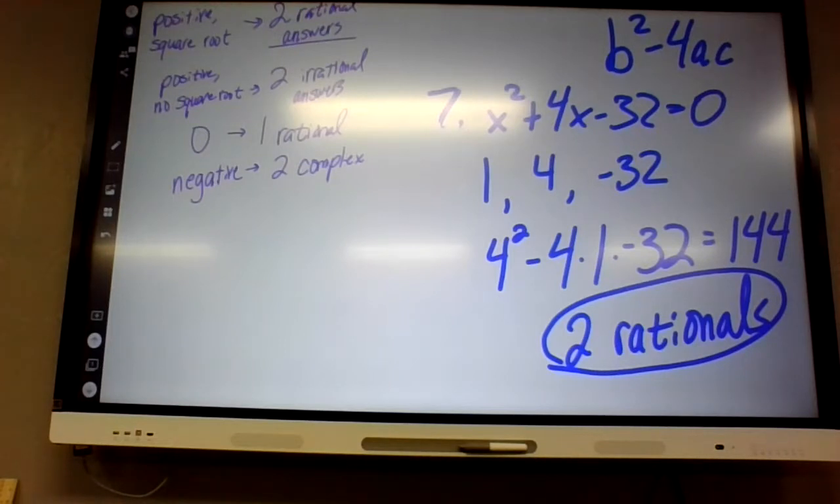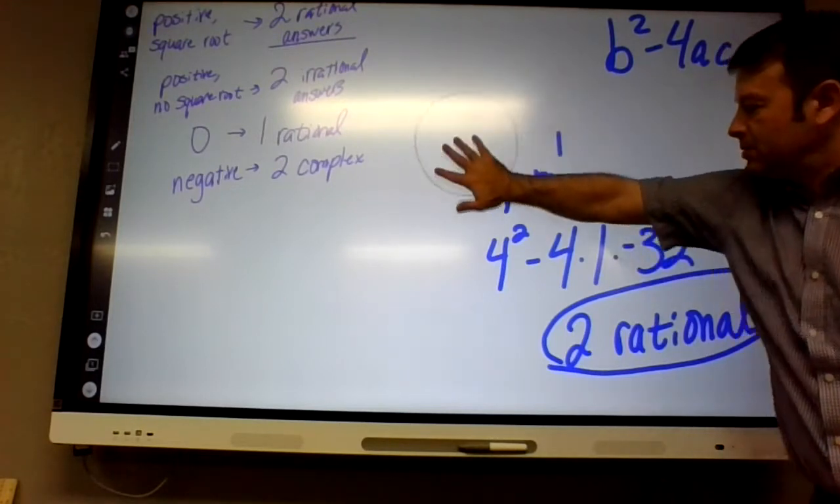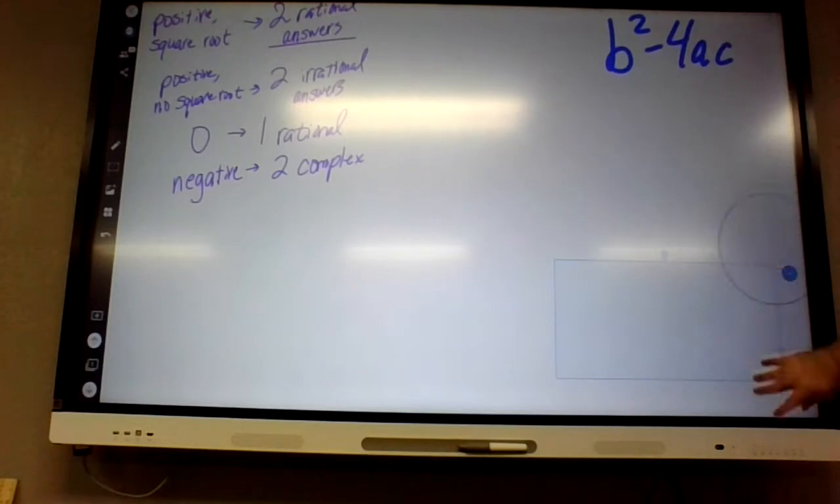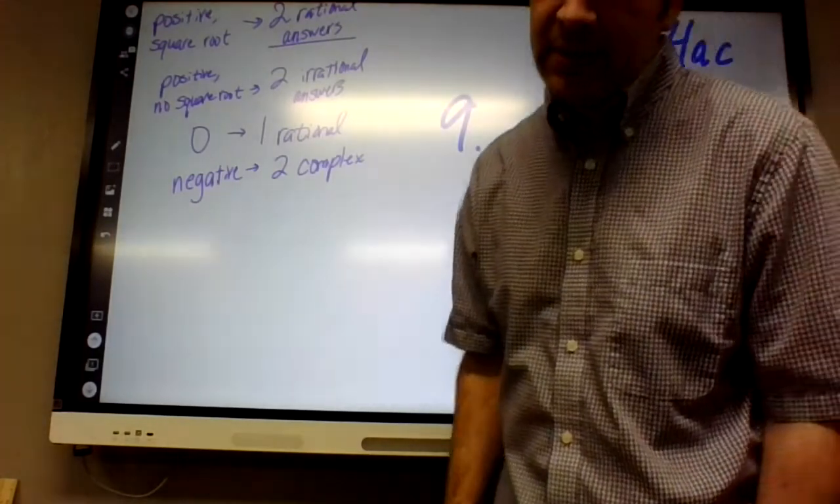We're just doing b squared minus 4ac, the discriminant, the thing under the square root. Oh, okay. All right, are you guys good on that one? Yep. Thank you. All right.